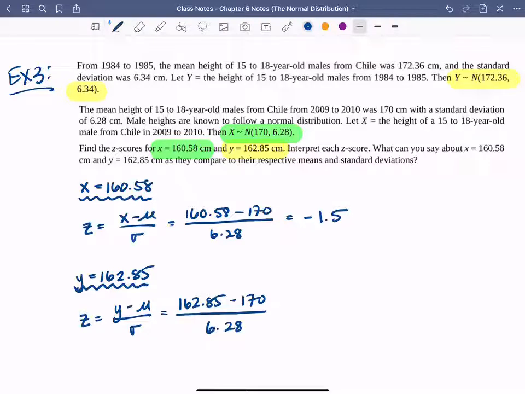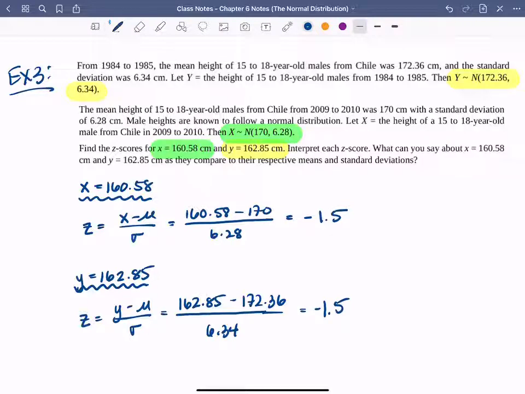Oh, I'm sorry. They have different means and different standard deviations. See, I get ahead of myself sometimes. It's easy to do. These have changed. They're not the same distribution. So in yellow, we look up here, 172.36. And then over here it's 6.34. So 6.34 equals, you put that in the calculator and you get negative 1.5.